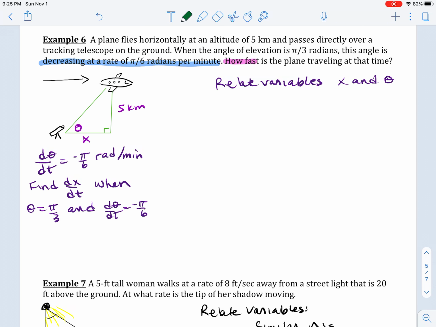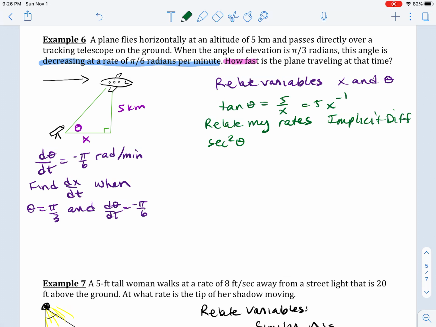So I'm looking at that right triangle there, and I see a tangent, because tangent is opposite over adjacent. So I'm going to say that tangent theta here is equal to 5 over x, or in other words, 5 times x to the minus 1. Good, and now I don't have any extra variables in there, so I'm ready to relate my rates. So here I go relating my rates, and I'm going to do implicit differentiation, because both theta and x are implicitly functions of time because they're moving.